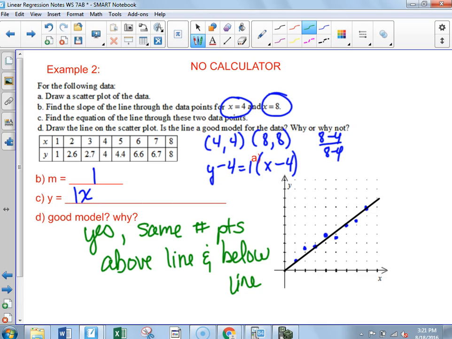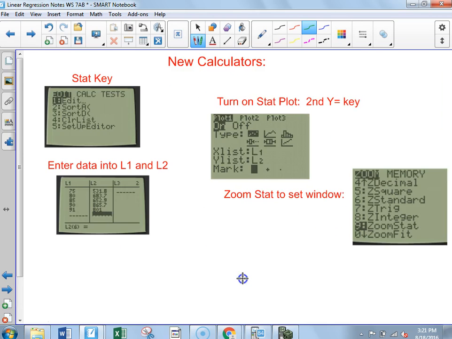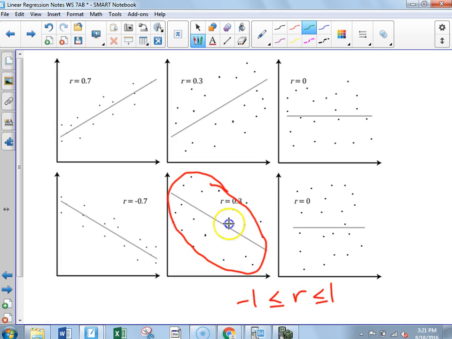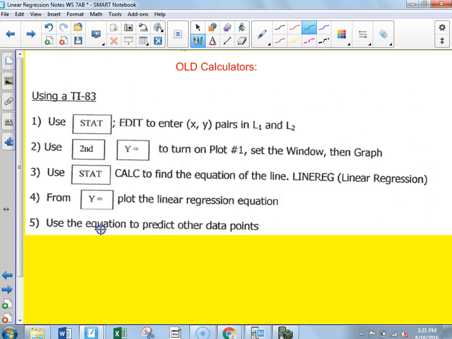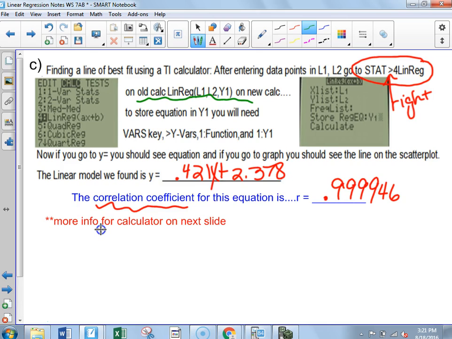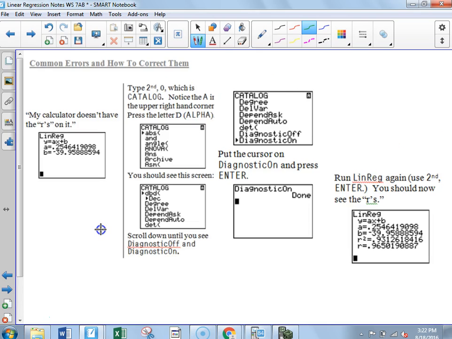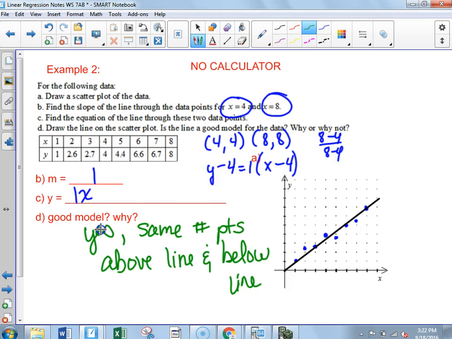If I scroll back real quick here, remember these crazy ones? Do you see how the line kind of had the same number of points above as below? That makes it a pretty good line of best fit. The other thing that'll make it a good line of best fit is a correlation coefficient close to 1, but we didn't do this one on the calculator.